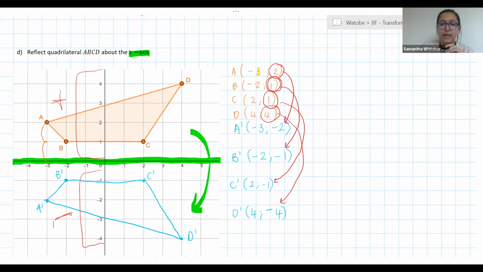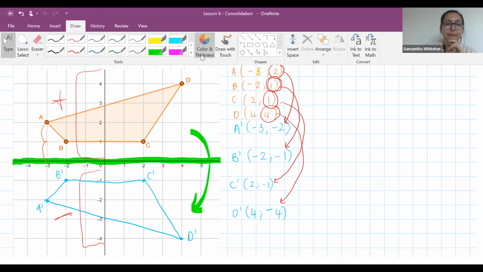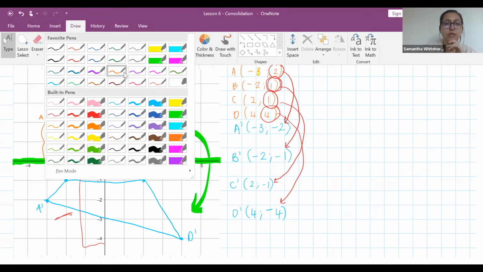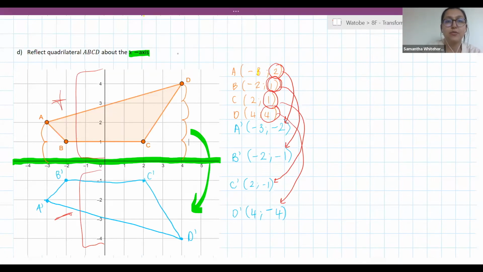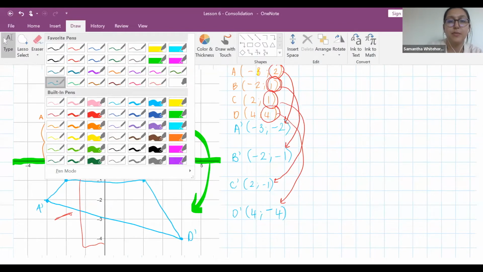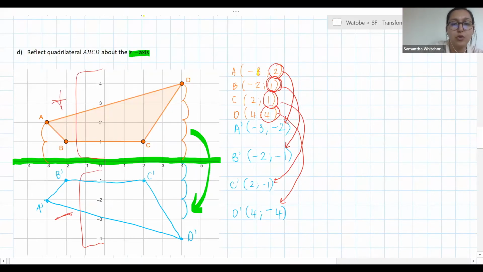Alrighty, so just quickly again, why did I get D at 4, -4? If I go to the original coordinate D, I can see that this is 4 units away from my line of reflection. So when I create its mirror image, the point also needs to be 4 units away from my line of reflection. And so it's now at +4, -4 on the other side of my line of reflection.